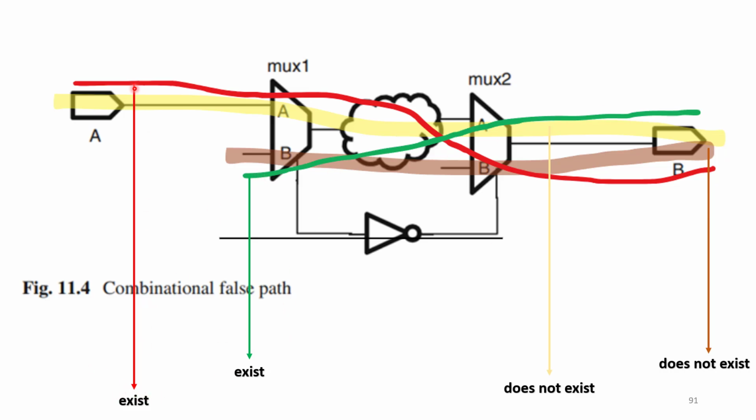So here this red colored path exists when selection line is equal to 0 and the green colored path exists whenever selection line is equal to 1. Whereas these two paths do not exist, that is from A to B and from B to B. So these two paths do not exist, which I have mentioned here.